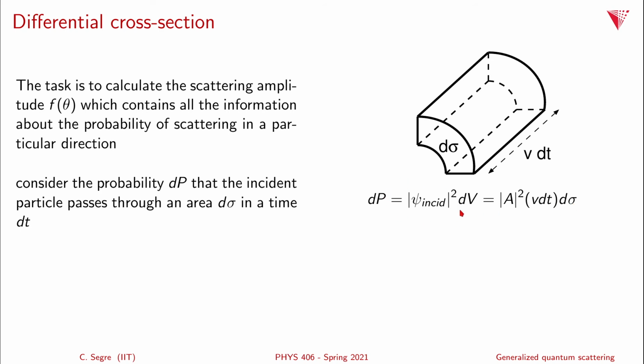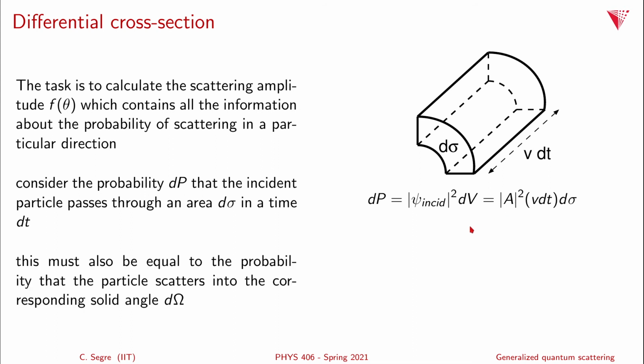And because psi incident is a plane wave, then all you have is your normalization constant A squared, because it was A e to the ikz. When you take that, the complex exponentials go away, you just get A squared. So this must also be equal to the probability that the particle scatters into the corresponding solid angle d omega.